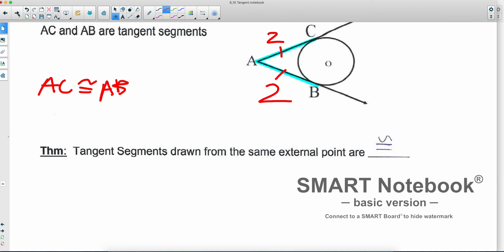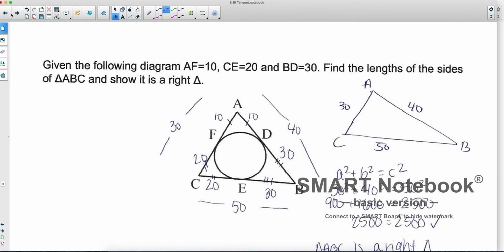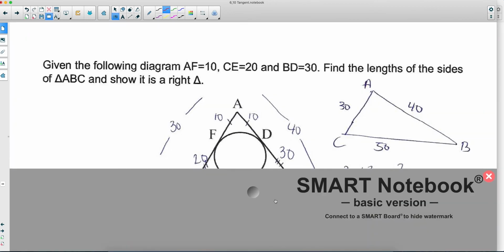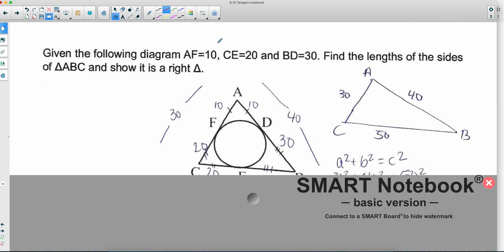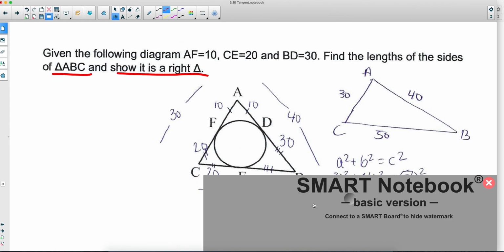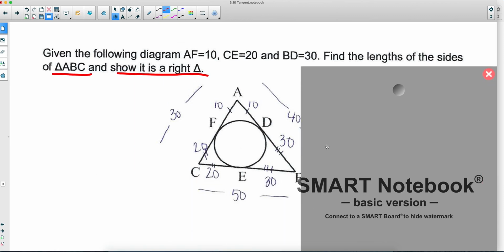It's super helpful. So now we can take that theorem and look at a question like this. And it says, given the following diagram, and they give us some information, AF is 10, CE is 20, BD is 30. Find the lengths of the sides of ABC and show that it is a right triangle. So let's do one thing at a time.